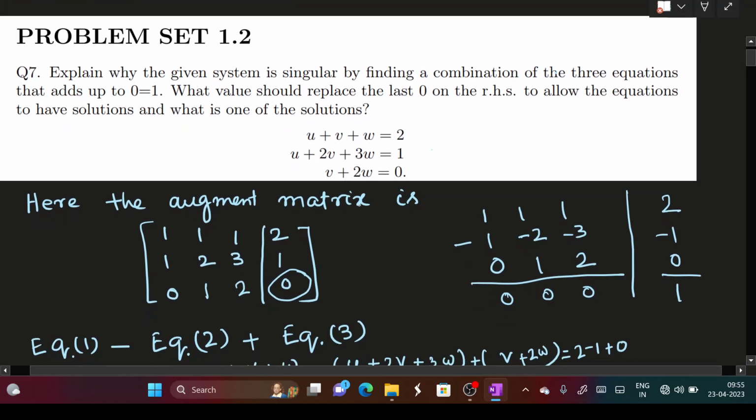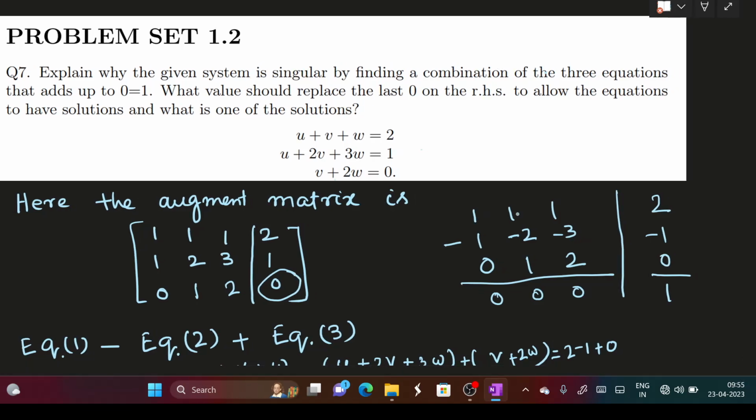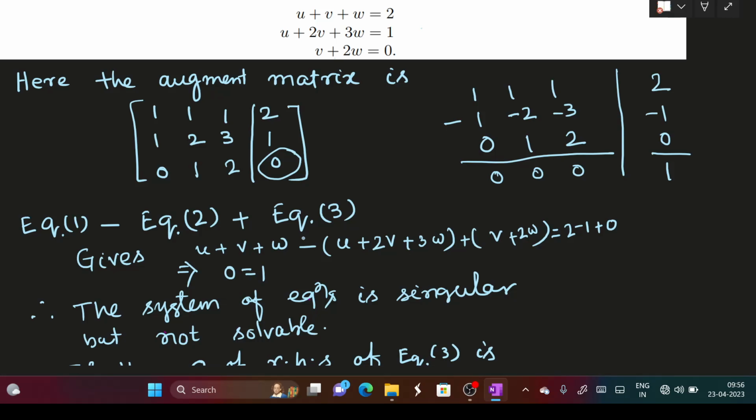The augmented matrix written here is 1 1 1 equal to 2, 1 2 3 equal to 1, 0 1 2 equal to 0. These are the coefficients. Now observe here, the first row minus the second row plus the third row gives me a 0 vector, and the right hand side of all these equations, that is 2 minus 1 plus 0, gives me 1. That means if I write in equation form, then first equation minus second equation plus third equation.